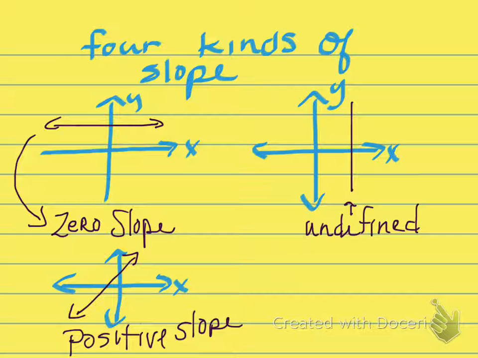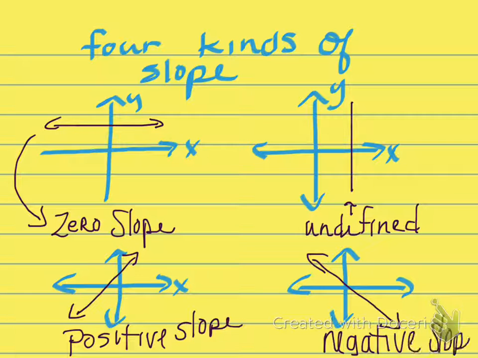Next, if it's rising up, it's positive. We always read a graph from left to right. And negative slopes would be falling. Again, from left to right it falls.